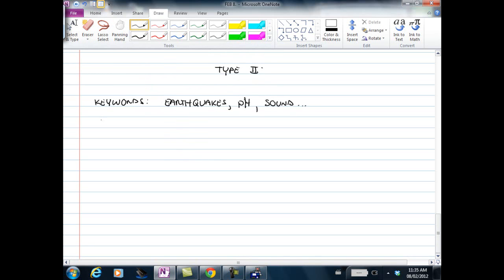Formula. The formula is I equals 10 to the power of R. That's it. Very simple. No tricks. I stands for intensity. R, put a star beside R.